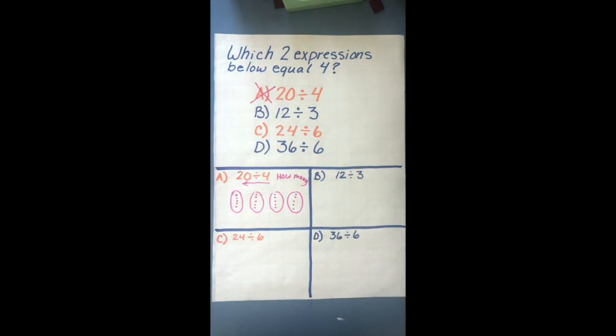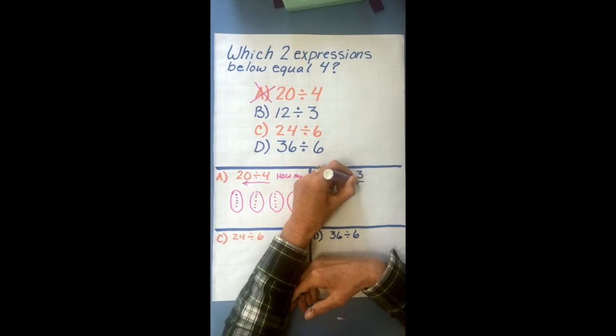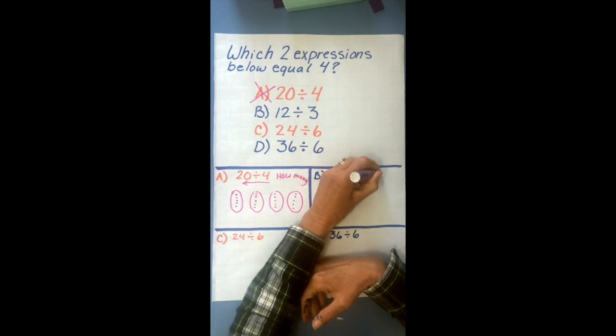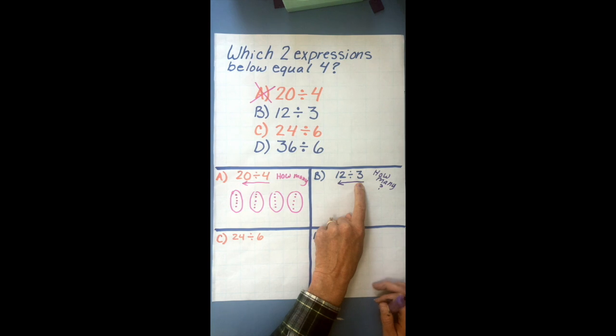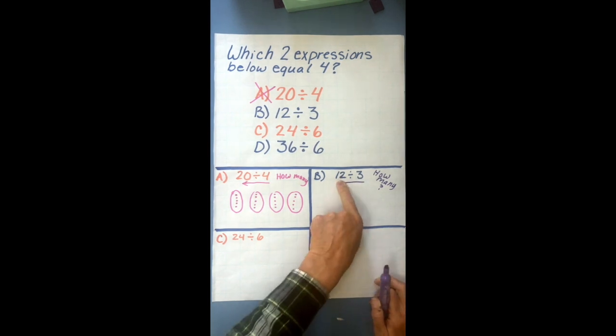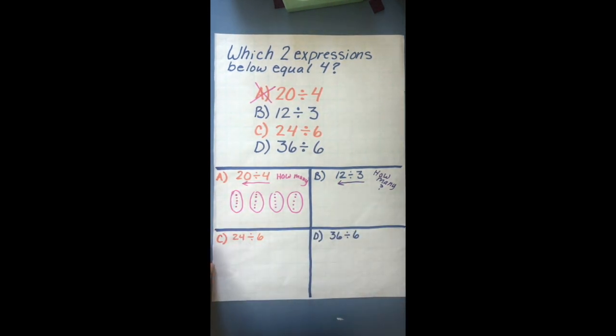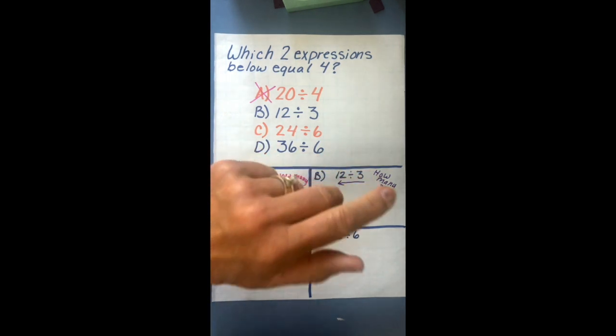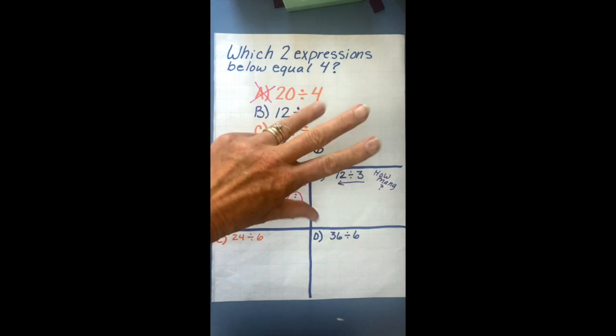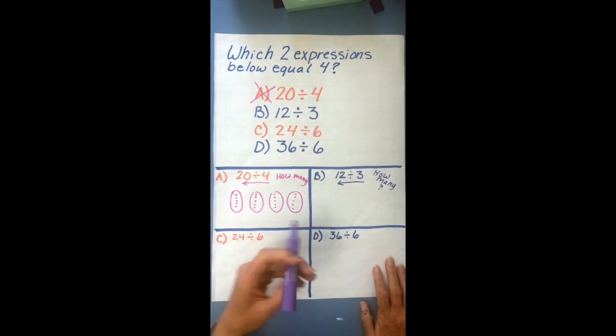Now I'm going to go to B, and I'm going to use purple this time. Again, we're going this way, and I'm asking the question, how many? And I say, how many 3s are in 12? So I'm going to skip count by 3s until I get to 12, because I'm doing the opposite thing as I would do with multiplication. So ready, go. 3, 6, 9, 12. I got to 12. It looks like there's 4 fingers. So I would get 4.